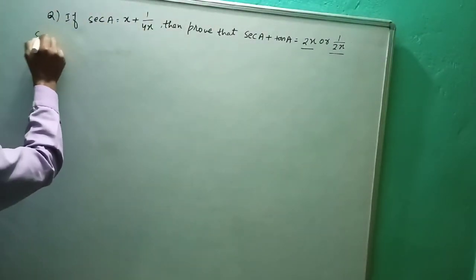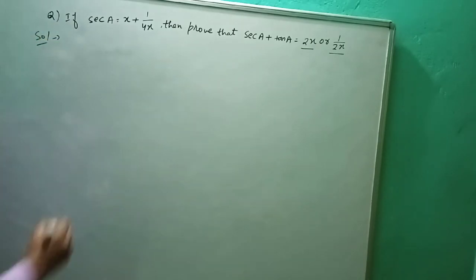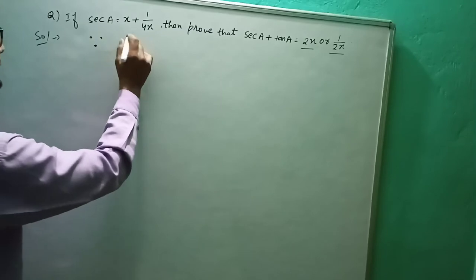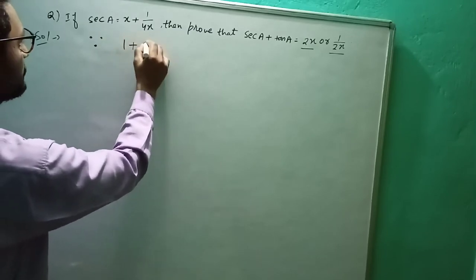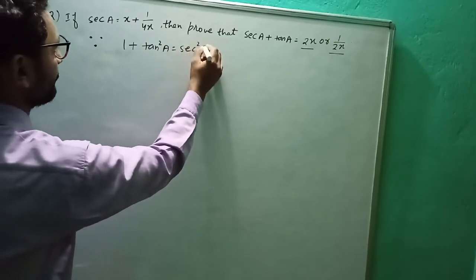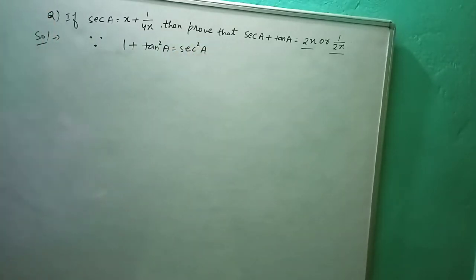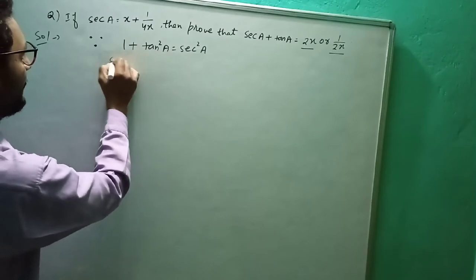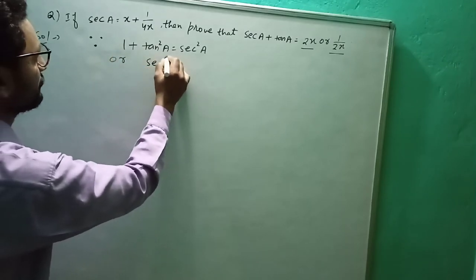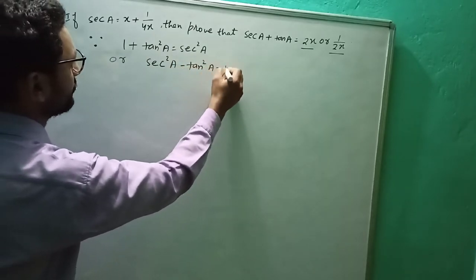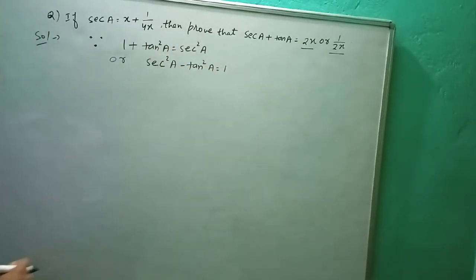In order to start the solution, first we must remember one trigonometric identity, that is 1 plus tan square A is equal to sec square A. This is our basic trigonometric identity, and I can also express it as sec square A minus tan square A equal to 1. These two are actually equivalent.